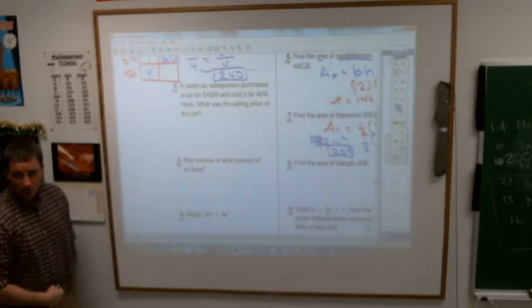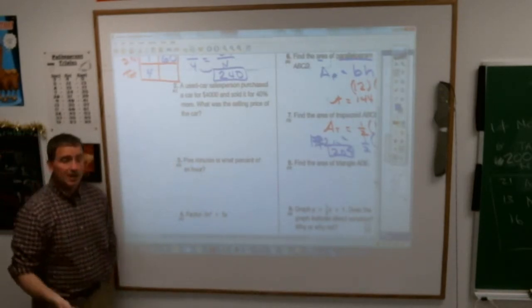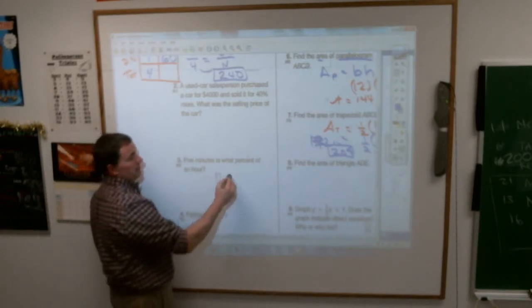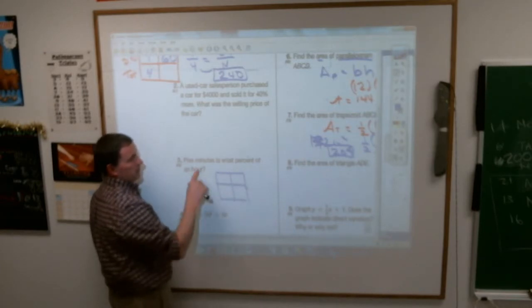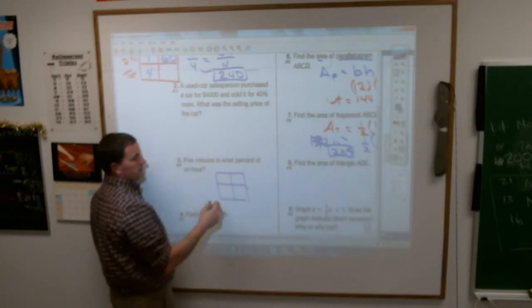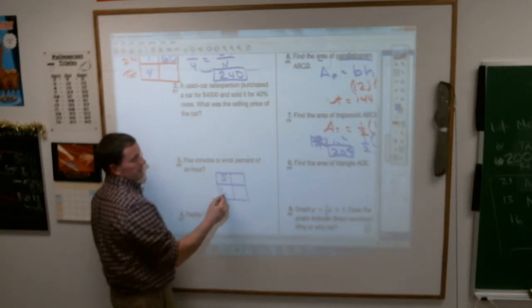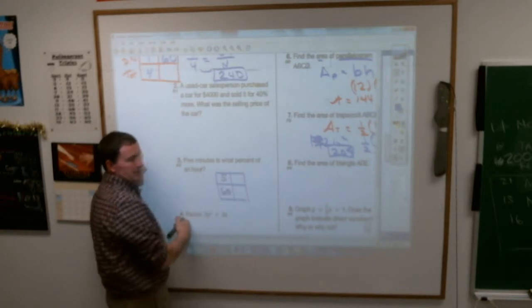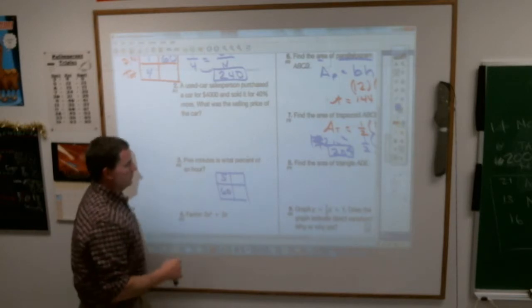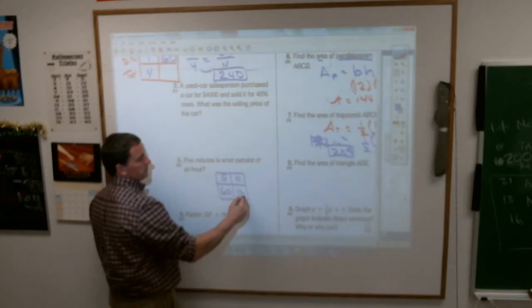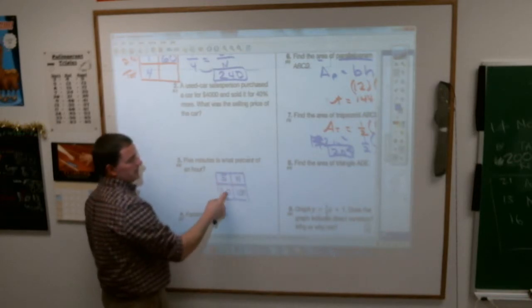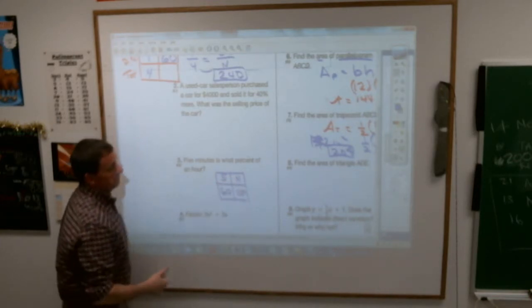Maybe the best way to do this one is still a ratio problem, percent problem, however you want to do it. You're comparing minutes into hours. You know that 5 minutes is how much of an hour? 5/60ths. And you want to know what percent that is, right? So 5/60ths is what number over 100, because percent means out of 100.